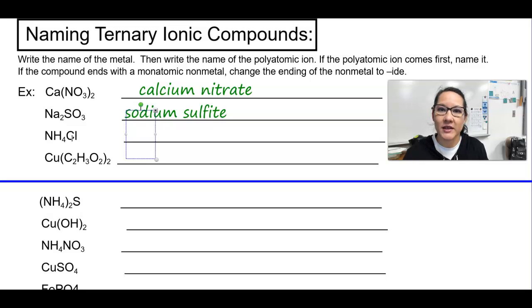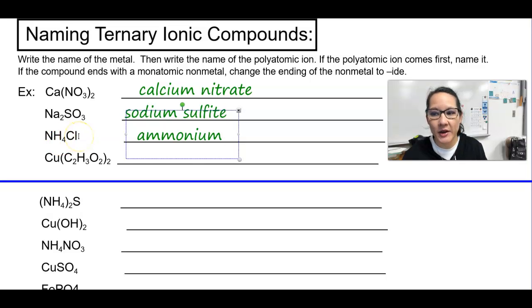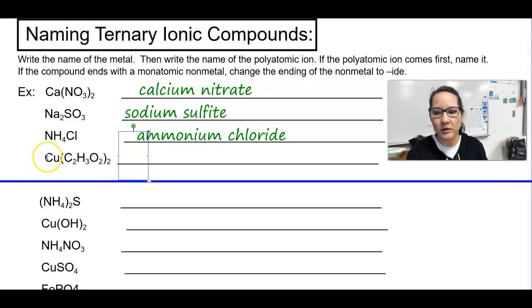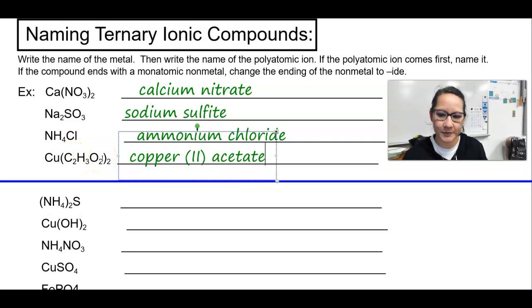NH4 is a polyatomic cation, and it is called ammonium. Then Cl is a monoatomic nonmetal, so I'm just going to call it chloride. This copper is a transition metal, so we can't only call it copper, we have to give it a Roman numeral. And if we look down here at this little 2 subscript, it's a Roman numeral 2 copper. So copper 2, and then this polyatomic ion in parentheses is acetate.